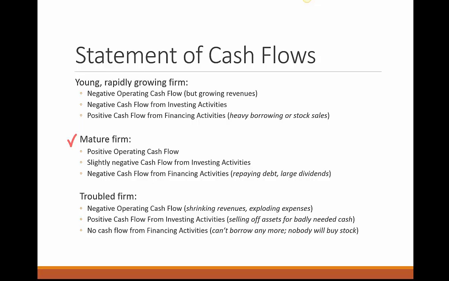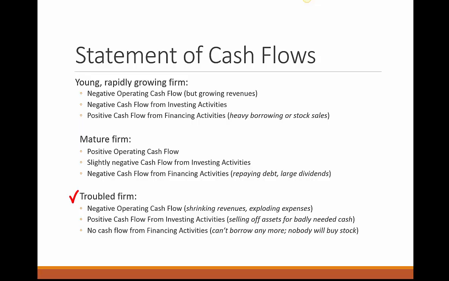A mature firm, on the other hand, would typically have positive operating cash flow. They might have slightly negative cash flow from investing activities as they are replacing worn out assets over time. And then we might see negative cash flow from financing activities as these firms pay down their debt or are issuing large dividends.